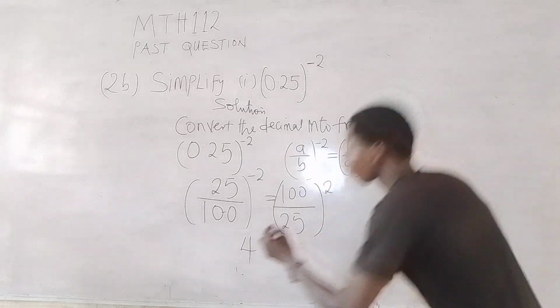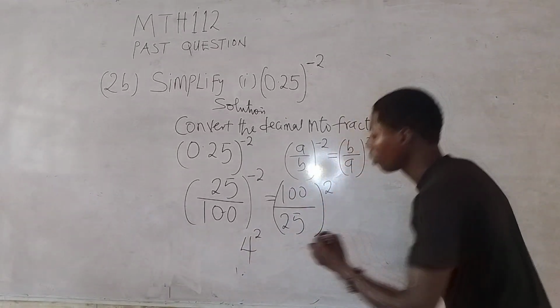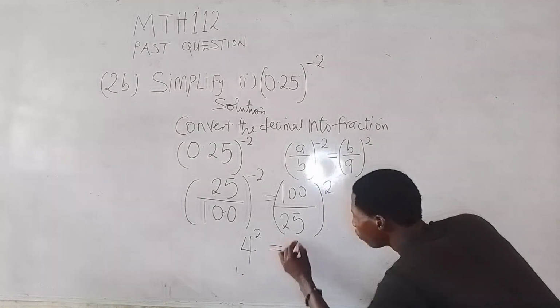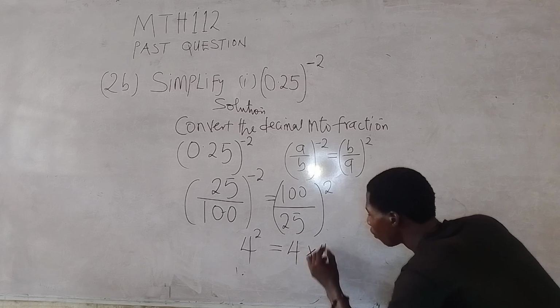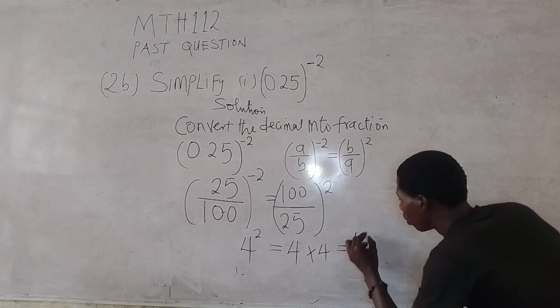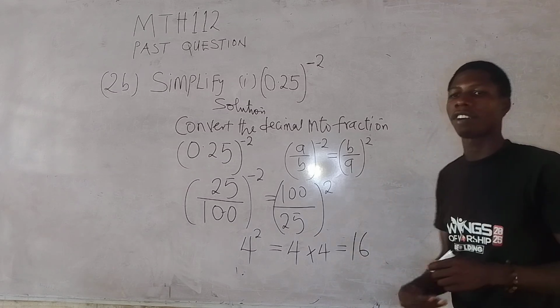And this is our square. You can see that 4 squared is equivalent to 4 times 4. And 4 times 4 is equal to 16. And that is the final answer.